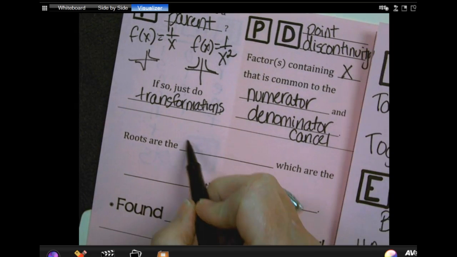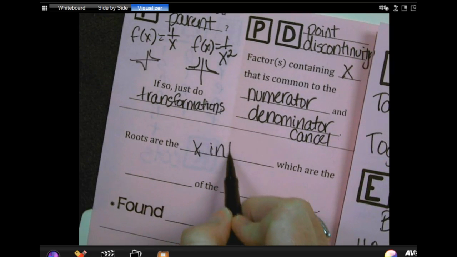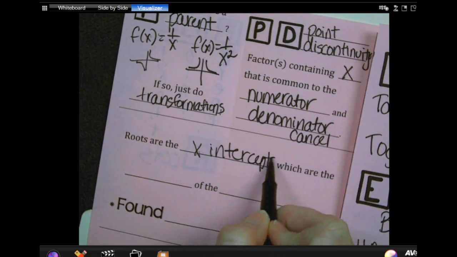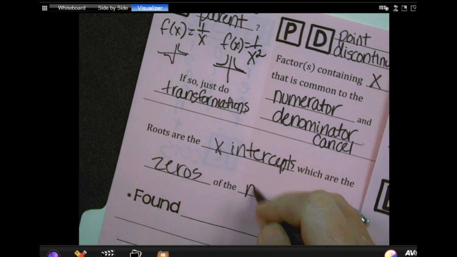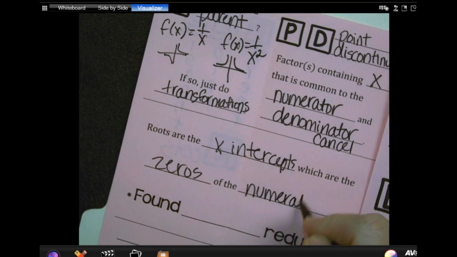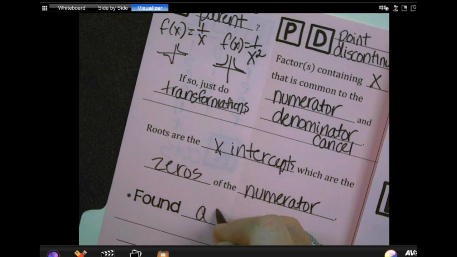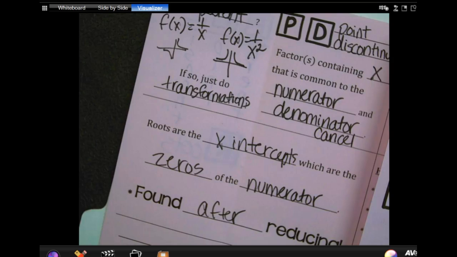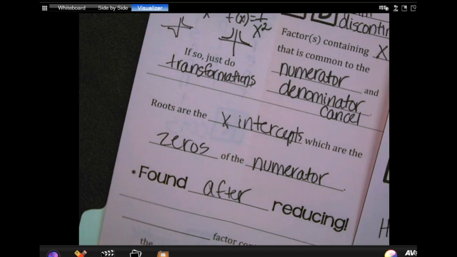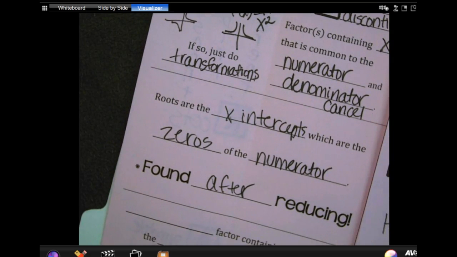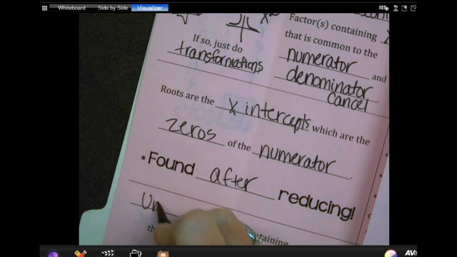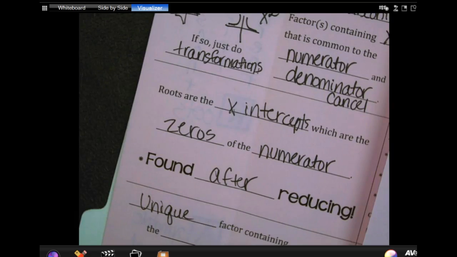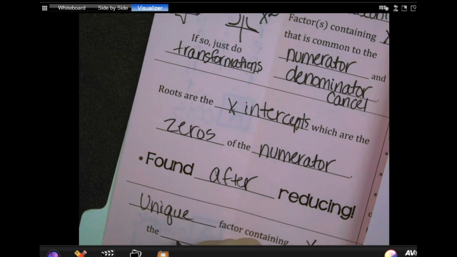Okay, roots are the x-intercepts, which are the zeros of the numerator. And we find it after we reduce. The only thing we find before we reduce is the domain. The bottom is the vertical asymptote, and that's going to be the unique factor containing x in the denominator.